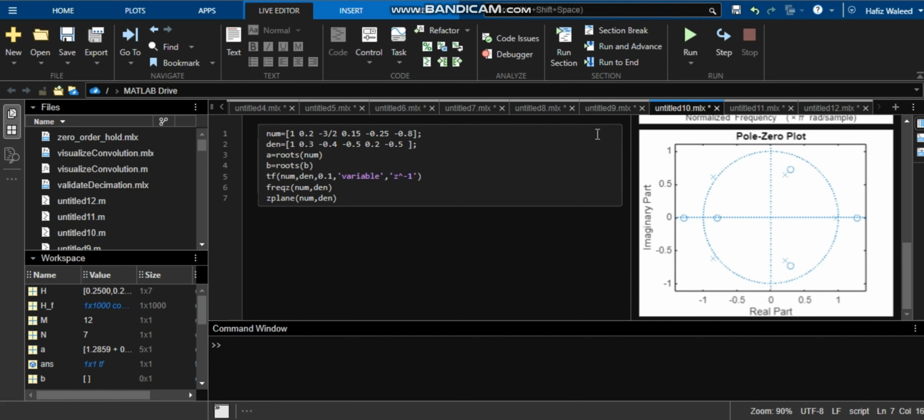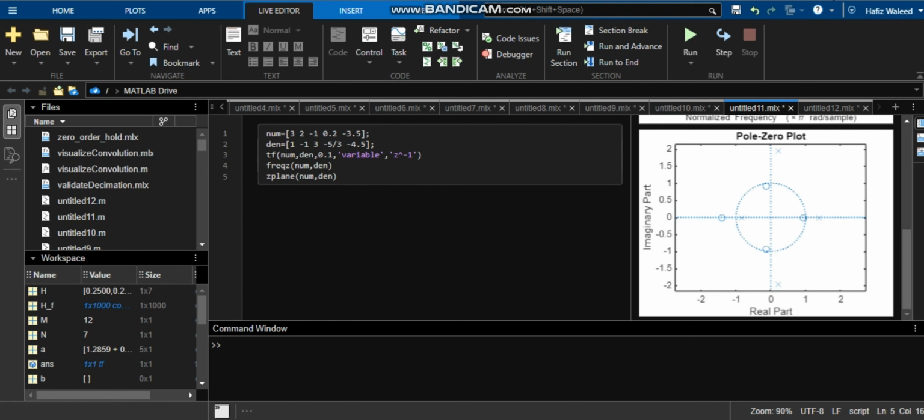In task 10, this MATLAB code defines a discrete time transfer function in the z domain. The numerator of the transfer function is represented by num, indicating a fifth order polynomial. The denominator is given by den, representing another fifth order polynomial. The code then calculates the roots of the numerator polynomial using a equals roots and attempts to compute the roots of an undefined variable b with b equals roots, which seems erroneous. Subsequently, it creates a transfer function model using tf, specifying sampling period of 0.1 second and utilizing z to the minus 1 to denote delays.